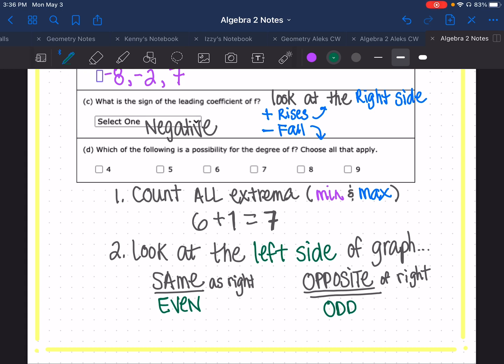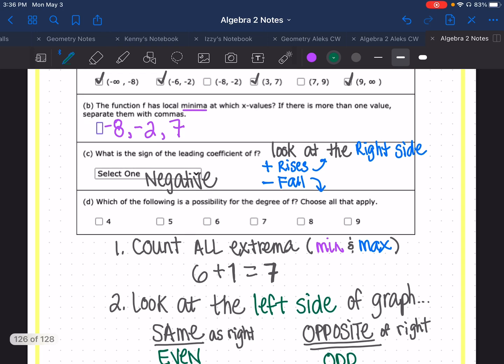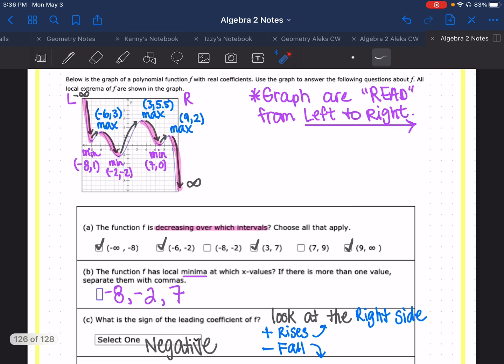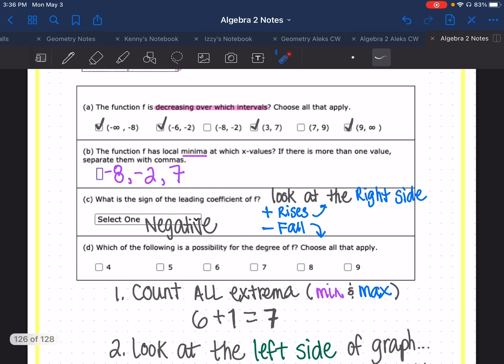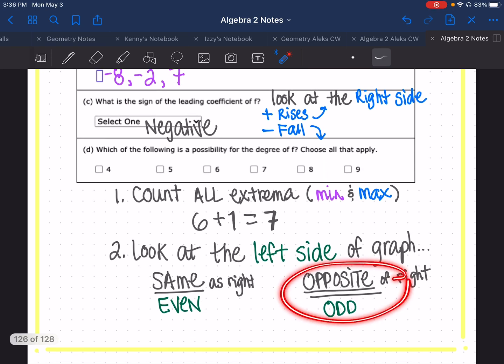Now remember, it has to be 7 or more. It can't be any less than 7 because there are 6 extrema in total. So I've already ruled out 4, 5, and 6 as an answer. I just want to see, am I right that it's 7 or should it be 8 because it's even? My left side is rising. My right side is falling. So they are doing opposite things. So it is odd, and the 7 was correct.